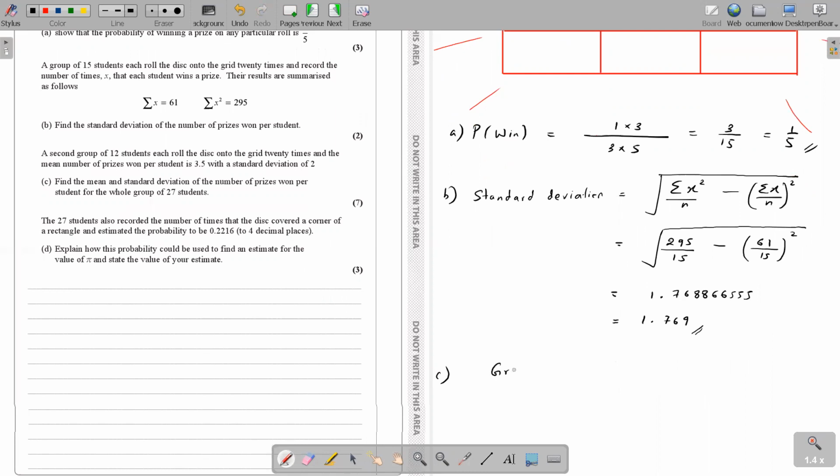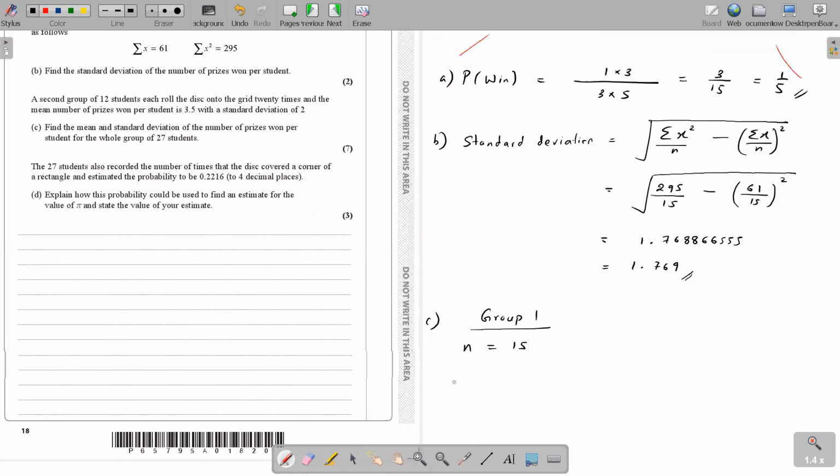Let's consider group 1. Group 1, how many children are there? n is 15. Sigma x is the total number, that is 61. Sigma x square is 295. Consider group 2. How many children are there? 12 children. Let's say for group 2 it's y bar. They have not given sigma y, they have given y bar. Y bar is 3.5 and the standard deviation of y is 2. They are asking you to find the mean and standard deviation for the entire group.